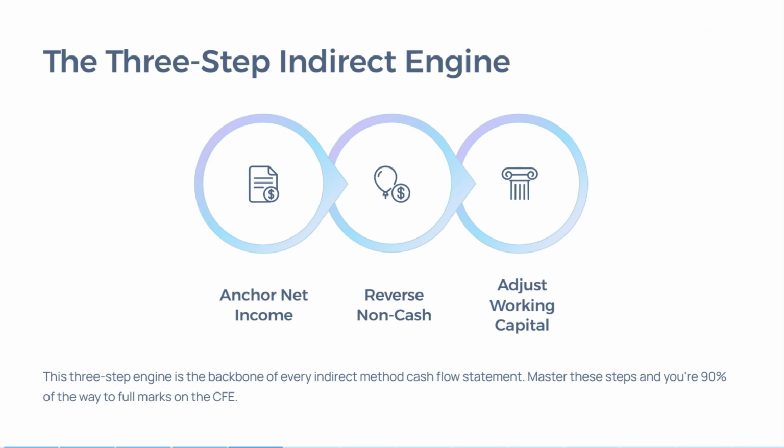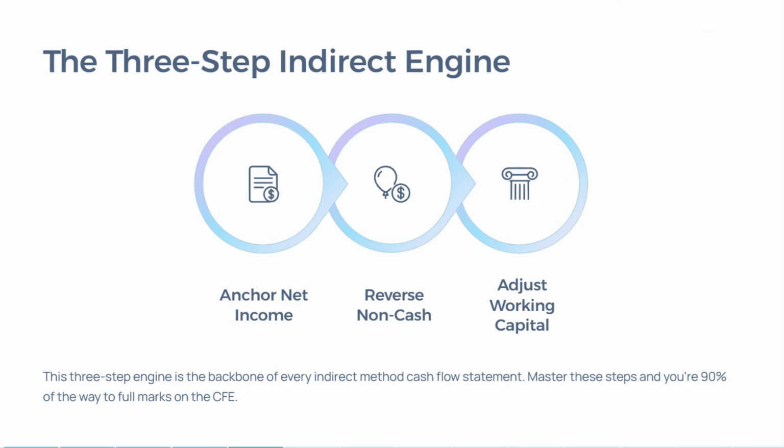On the next slide, we look at the 3-step indirect engine. Master this 3-step process, and you are 90% of the way to full marks on any indirect cash flow question. Step 1. Anchor net income. Always start with the reported accrual net income at the top of your reconciliation. Step 2. Reverse non-cash items. Add back non-cash expenses like depreciation and amortization, and adjust for non-operating gains or losses on asset sales.